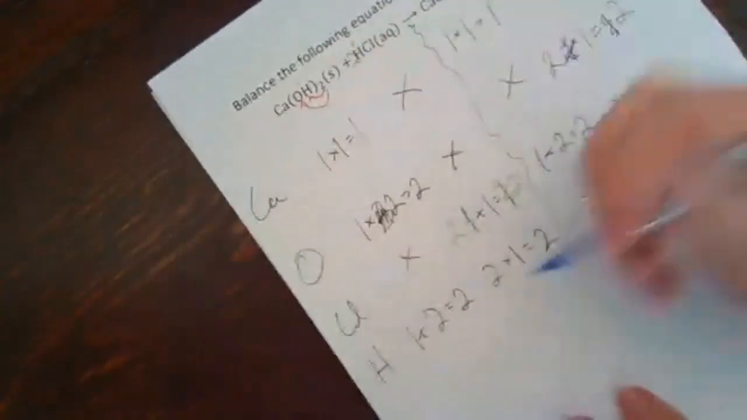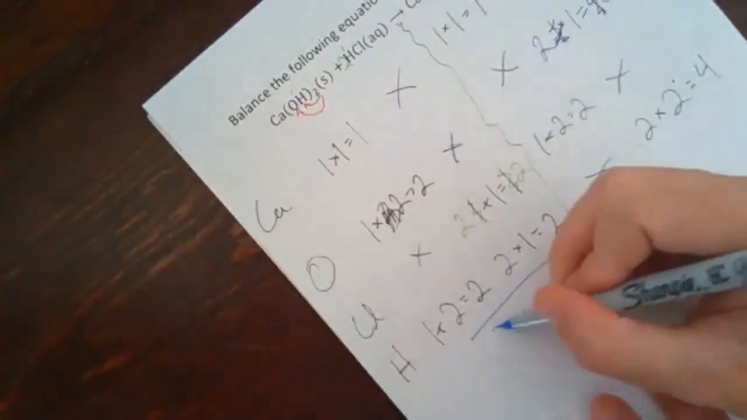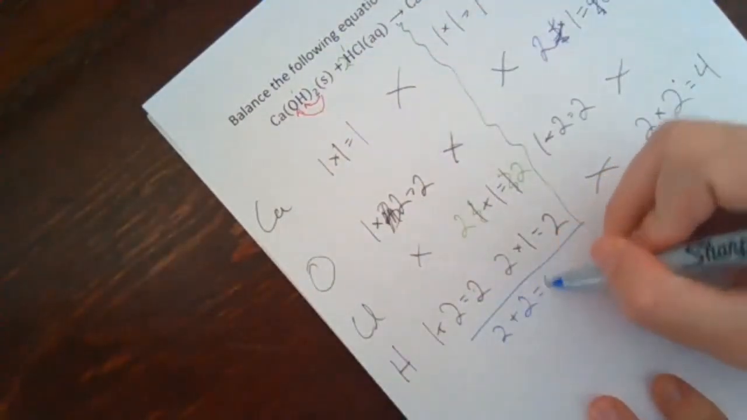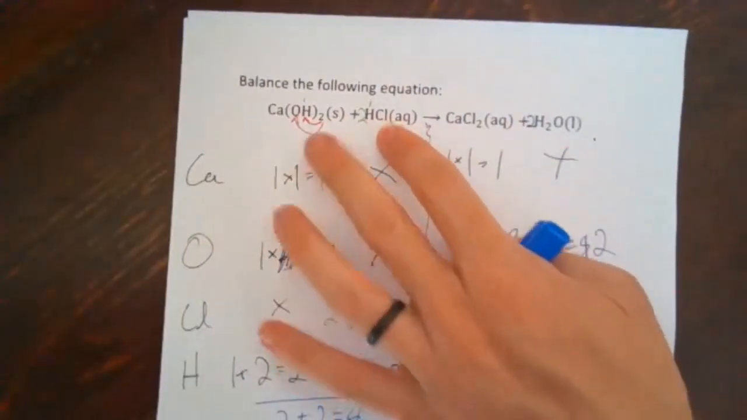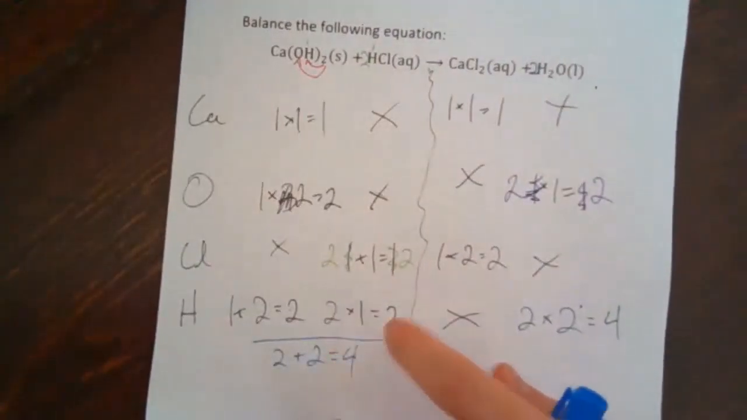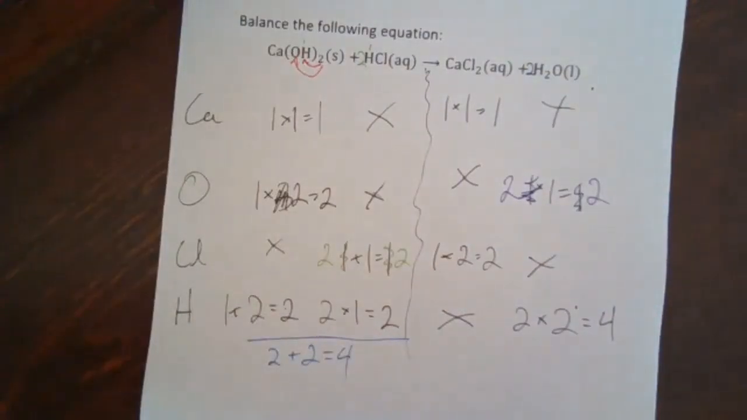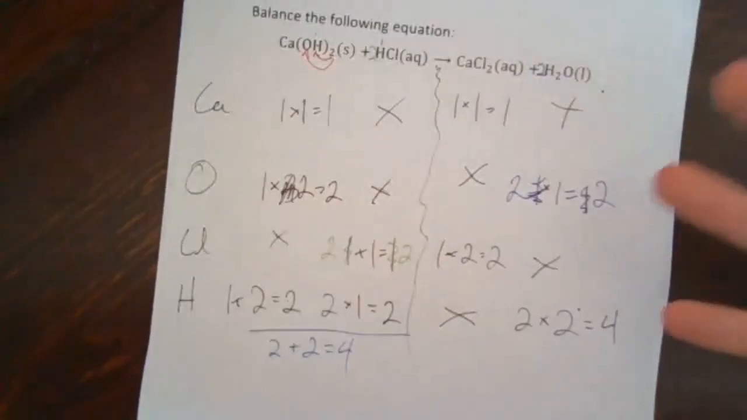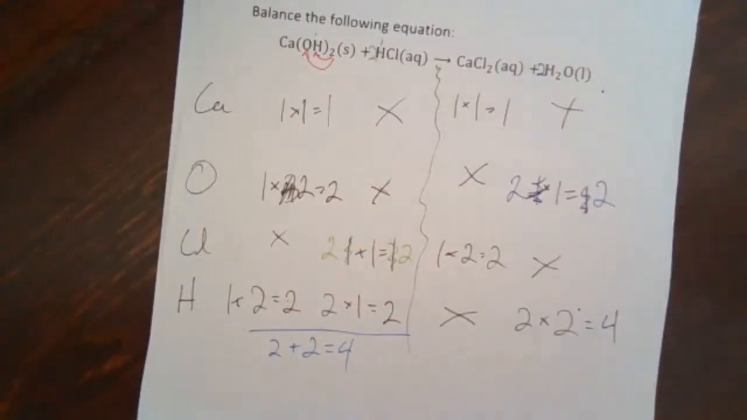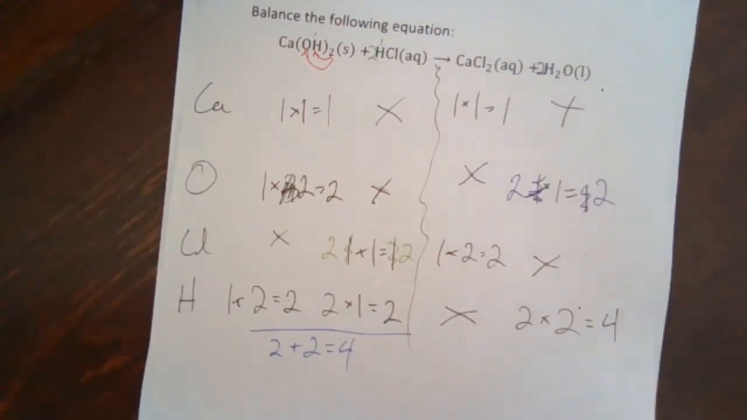When I look at balancing this, these 2 need to be added together. Both of those are involved. I have 2 hydrogens in this compound, 2 hydrogens in this compound. Together, I have 4 hydrogens across my entire reactants. And then on the products, there's no hydrogen in calcium chloride, but there's 4 across my 2 water molecules, because each contains 2 hydrogen atoms.